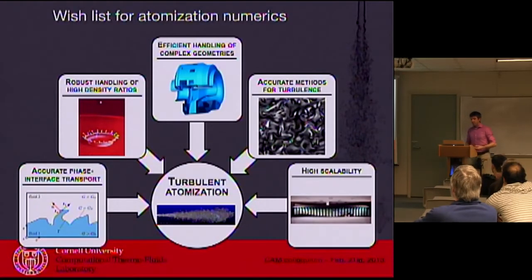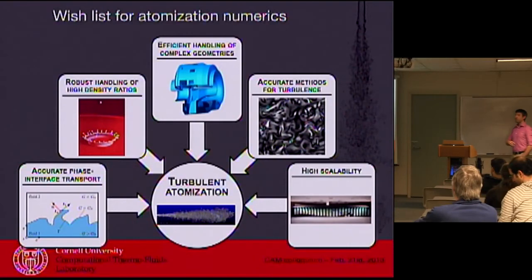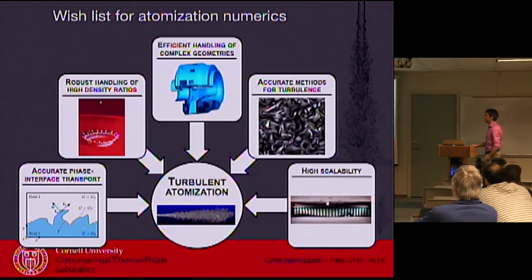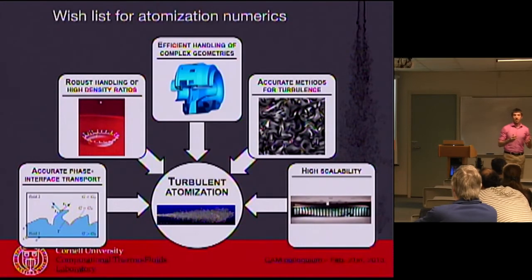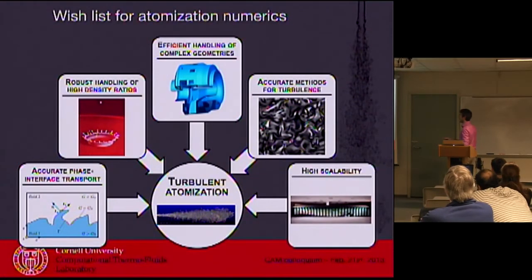So let me start by making a wish list for numerics that we'd want to use. There's a number of things that would be ideally available in order to simulate turbulent atomization. First, we need a way of tracking our liquid-gas interface. We don't know a priori where it is. We need to solve for that. We need a way of dealing with the fact that the density is so different between the two phases. And so we'll talk briefly about that. Most atomization devices that exist in engineering systems are extremely complicated. The idea is always to induce very strong vortices in order to break up the liquid. So usually the geometry of those systems is complex, so we need ways of efficiently handling complex geometries.